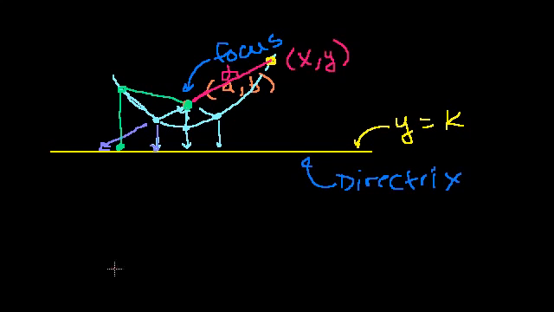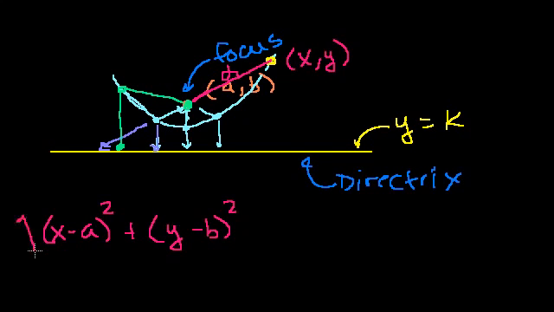d1. Well, we just use the distance formula. It's x minus the x coordinate of the focus, so it's x minus a squared. So the difference in the x's squared, plus the difference in the y's squared, y minus b squared, the square root of that. So this is the distance to the focus. I'll call that d1. That's this distance right there.